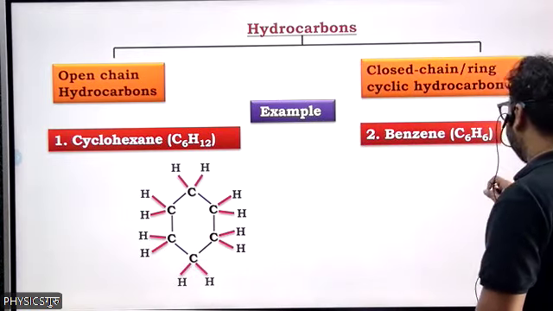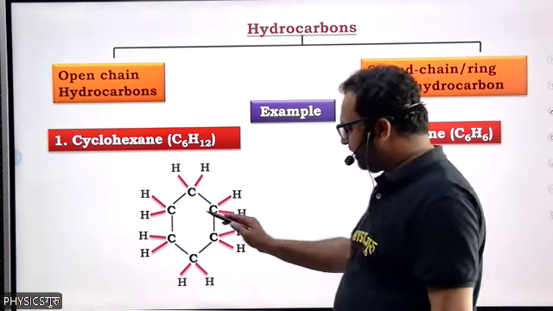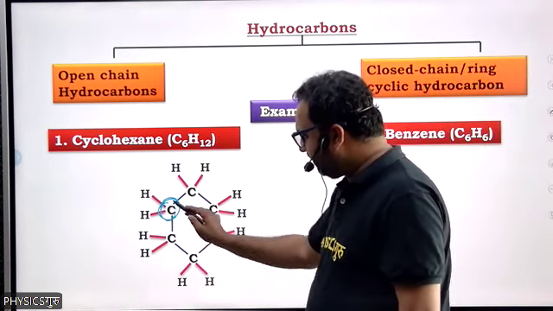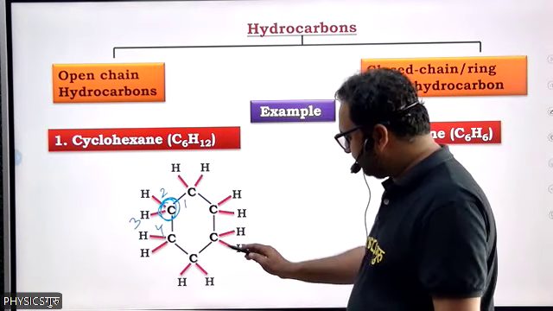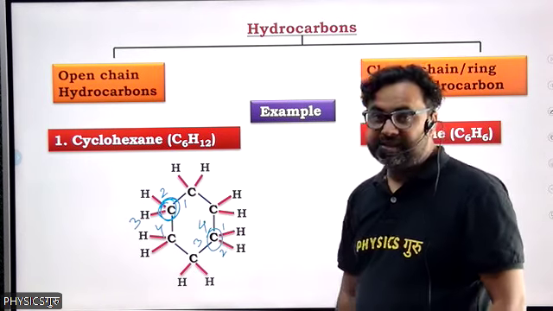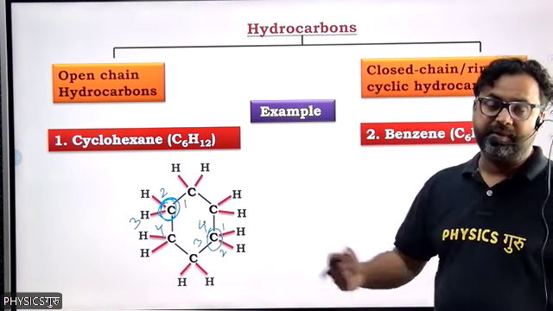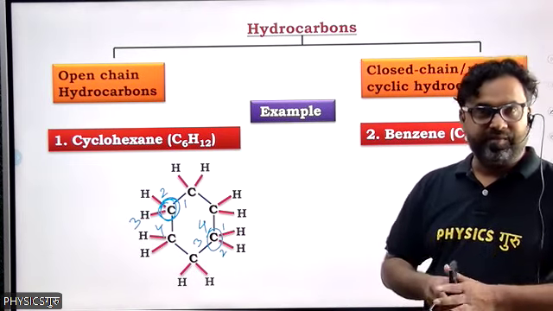If you observe in detail, every carbon is connected or surrounded by 4 bonds. So 1, 2, 3 and 4. See this example. So 1, 2, 3 and 4. Each carbon is bonded with another carbon with single bond, right, in order to satisfy its valency.